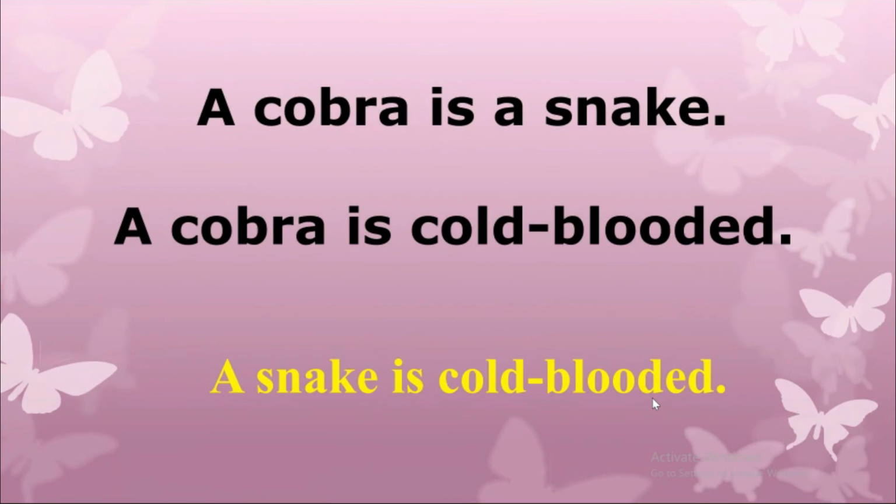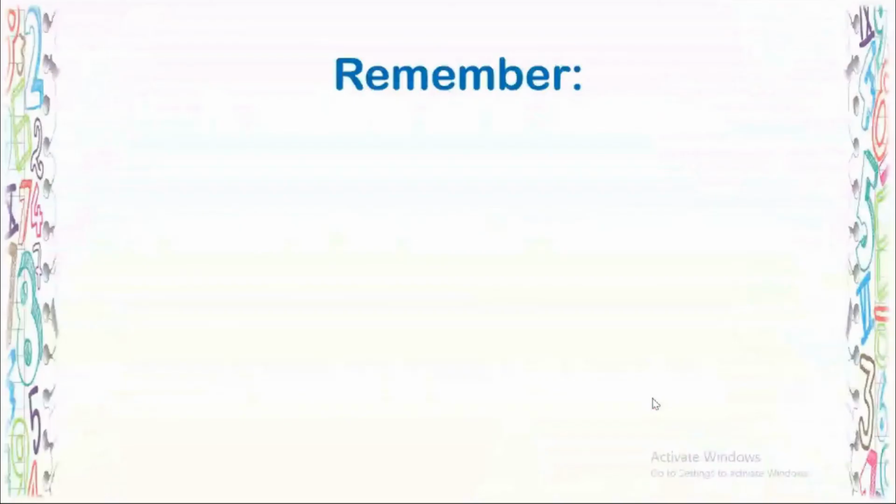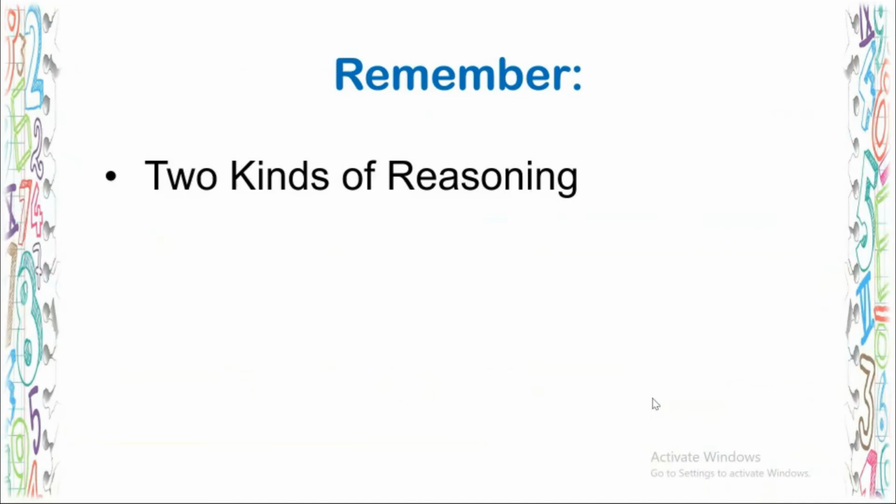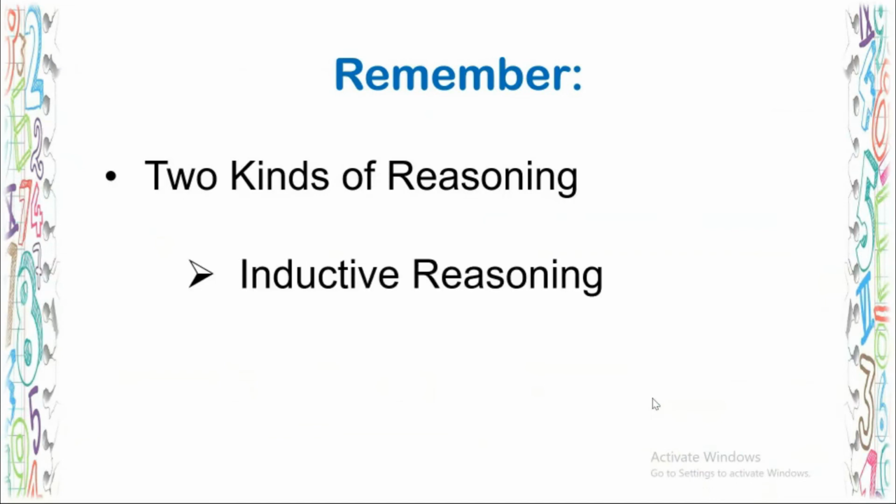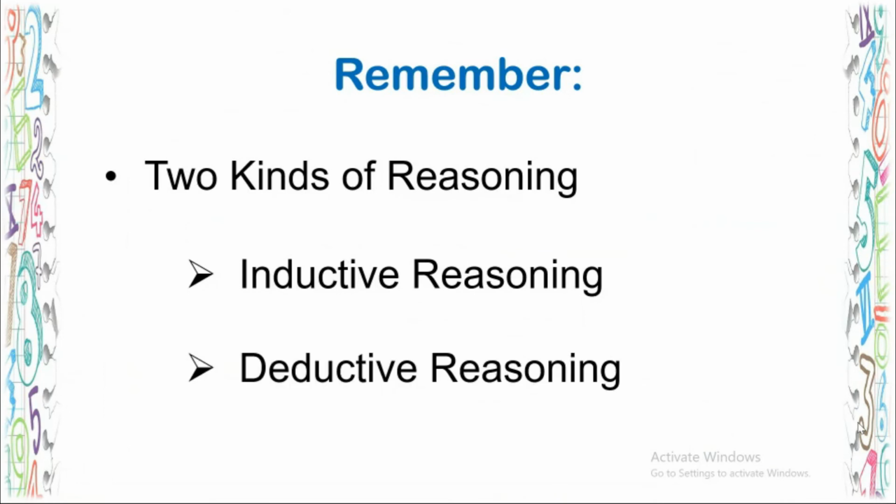So that is all about the two types of reasoning, the inductive and deductive reasoning. So before we end, remember that there are two types or kinds of reasoning. First, we have the inductive reasoning, which makes use of sets of examples generating the pattern to find the conclusion. And the other one is the deductive reasoning, which makes use of two general statements or facts to find for the conclusion. So that's all.